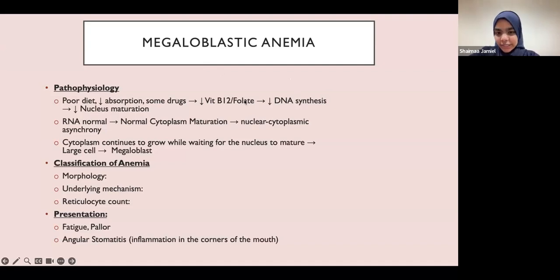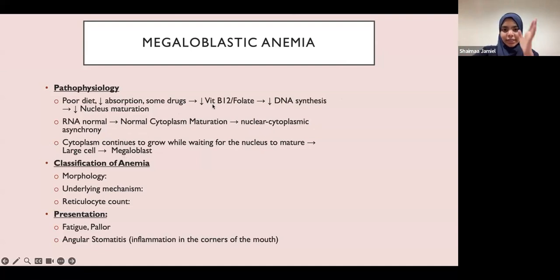But the RNA does not need vitamin B12, and so RNA will be normal. And therefore, the cytoplasm, which depends on the RNA, will mature normally and grow normally. So what will end up happening is that the cytoplasm continues maturing and growing while the nucleus is still immature. So you'll end up having a large cell with nuclear cytoplasmic asynchrony, which means that the nucleus and the cytoplasm are not on the same page in maturation, okay? And this large cell that has nuclear cytoplasmic asynchrony is called a megaloblast, okay?